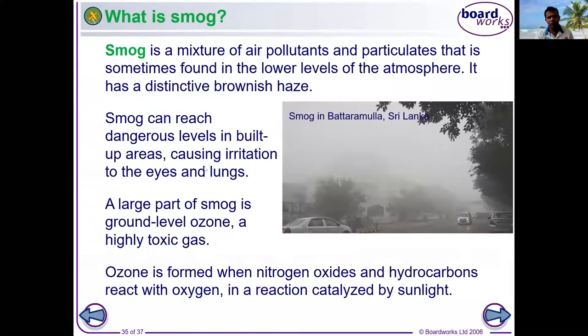Like here, you see the smoke. Sri Lanka, we have covered that. Sometimes you see this very high pollution indicator, smoke.